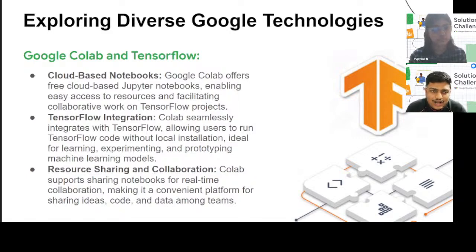So Google Colab is a very important and most used tool in the field of machine learning, right? And TensorFlow is an open source machine learning framework which allows building and training our machine learning models very efficiently. Okay, so not only these technologies, we have many others. These are only a handful of Google technologies, but we have many other Google technologies that we can use. For example, let me share my experience.